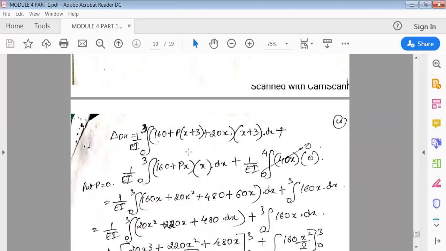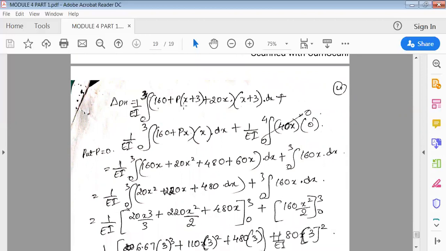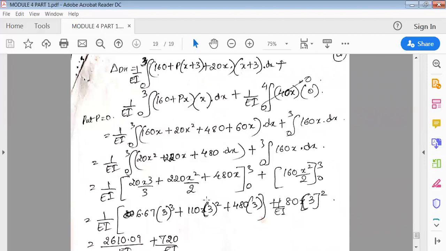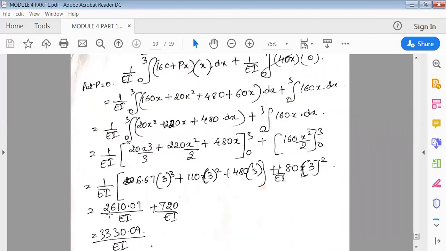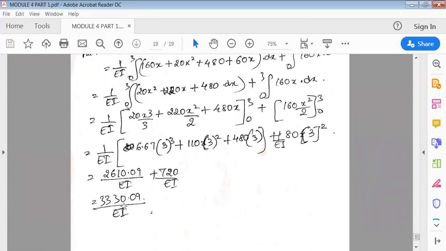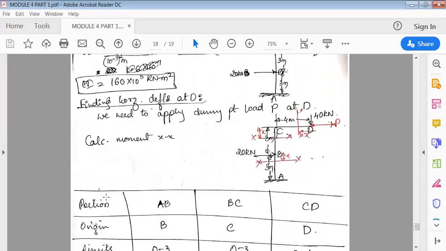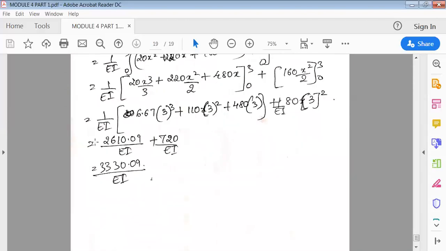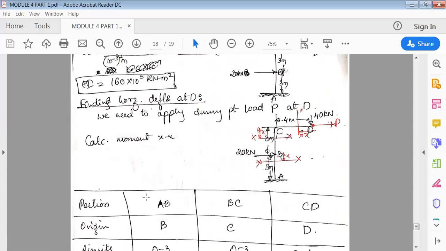160 into x. Okay, first here, multiply these two: 160 into x, then 20 x square, 480. So go on multiplying these two brackets, then these two brackets, and finally go on solving this. The last term is 0. Once you solve this, substitute the values from 0 to 3. You'll get this as 3330.09 over EI. Now that you have the value of EI here, substitute it, and then you'll get the horizontal deflection at D.